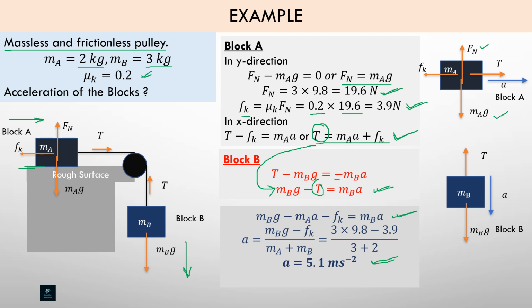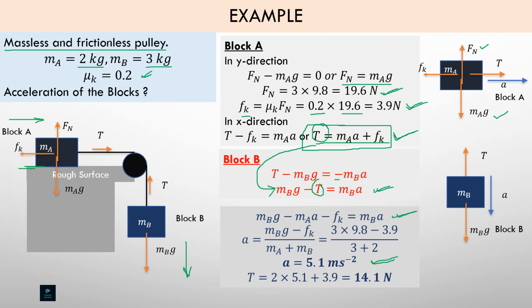So the magnitude of acceleration of both these blocks is 5.1 meters per second squared. Now we can find the value of the tension T in the cord from this equation. From this equation we can find the value of T as follows.